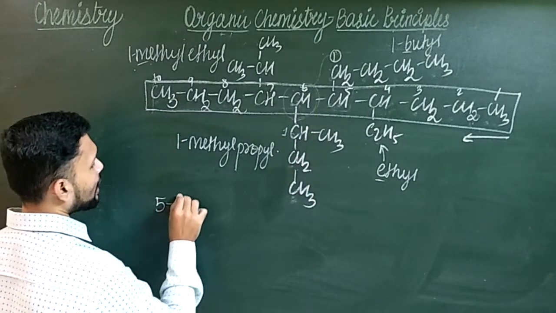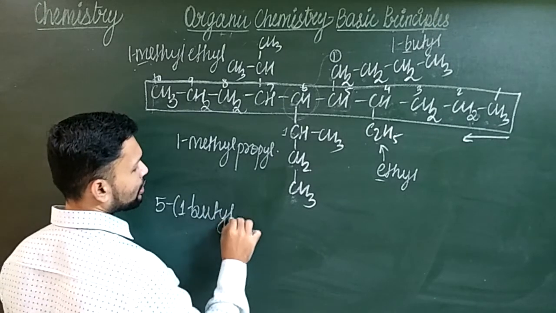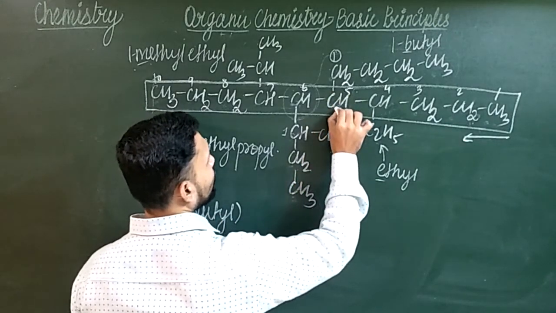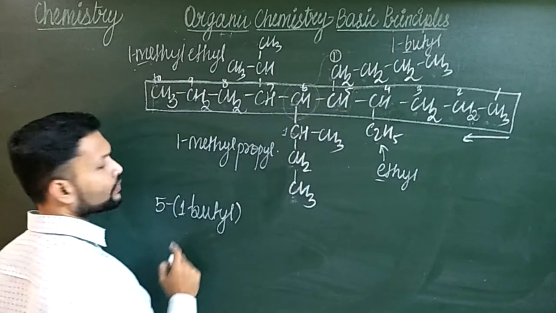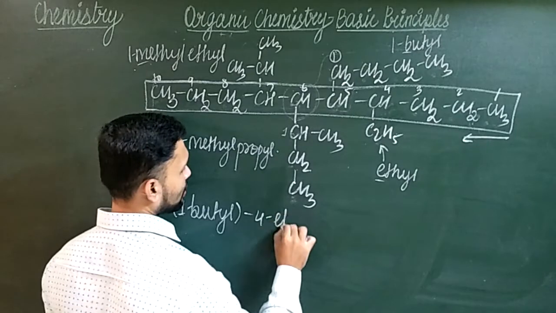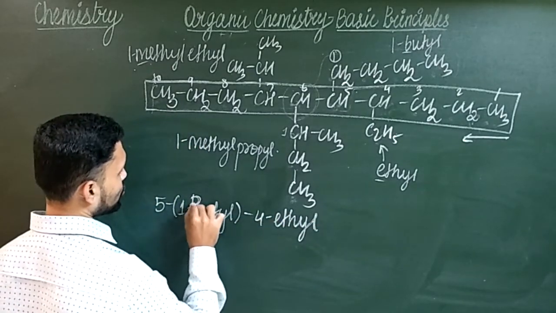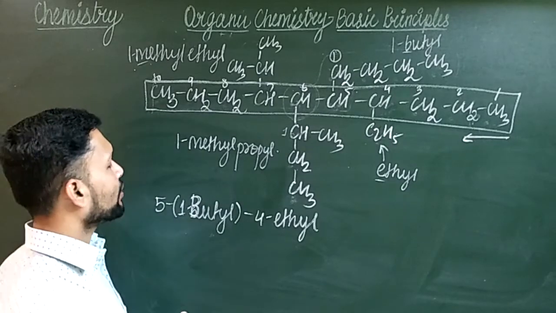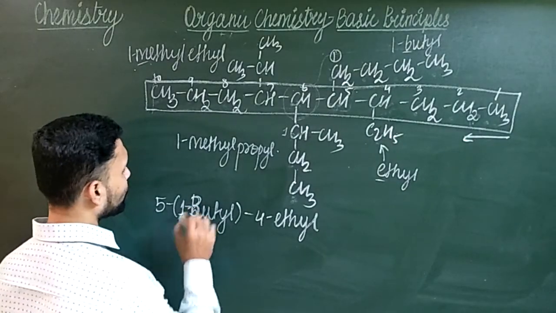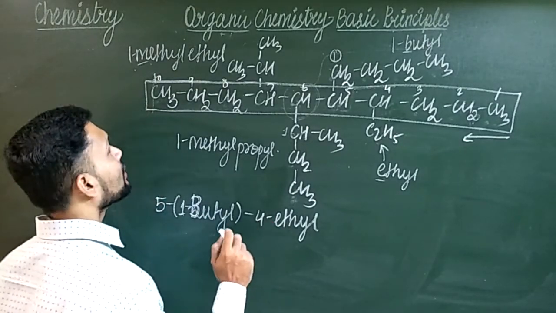So this will be 5-butyl. You could have written just butyl, but I am writing 1-butyl simply because the 5th carbon of the parent chain is attached to the 1st carbon of that butyl. Followed by ethyl, so it should be 4-ethyl. One thing is remaining: the first letter should be capital. So you can write 5-butyl or 5-(1-butyl), it would make no difference at all. 5-(1-butyl), 4-ethyl.